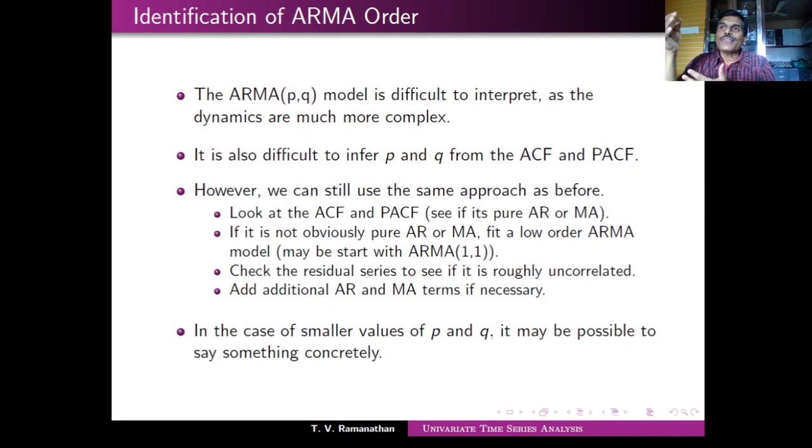If you are using software like R, the software can actually identify a series for you, because there is an auto selection procedure. So auto ARMA will automatically identify which is the best model. In case of smaller values of p and q, it may be possible to say something, otherwise we cannot say. Okay, thank you.